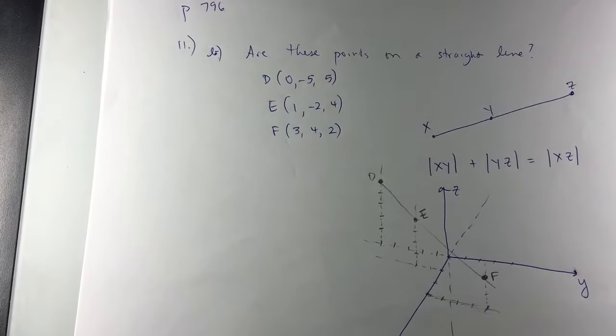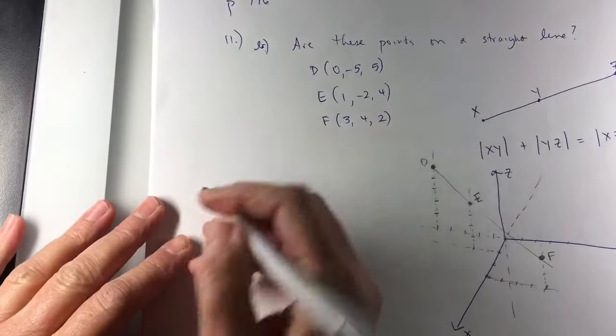Now, sketching it is not really the way to determine if they're on the same line. From the sketch, it looks like they could be, and if they are, E is the one in the middle. So I'm not 100% positive on that, but that's my hint here that this is what I want to try for this problem.